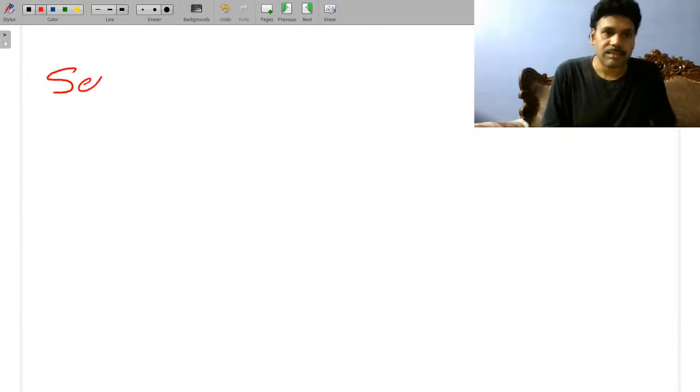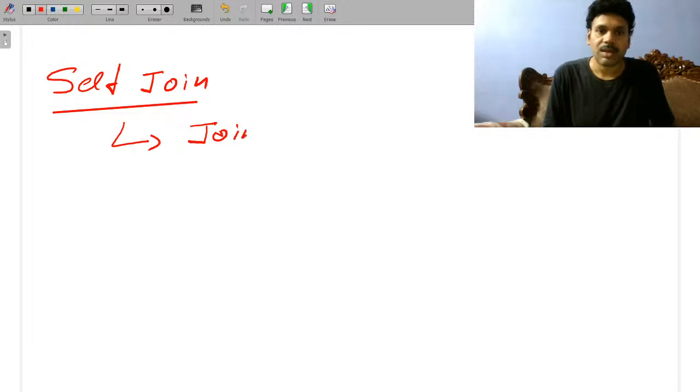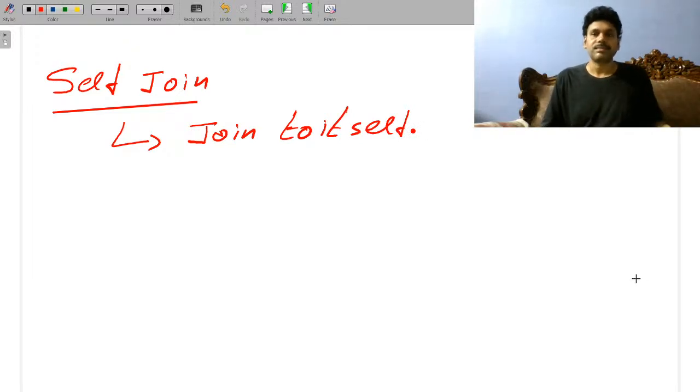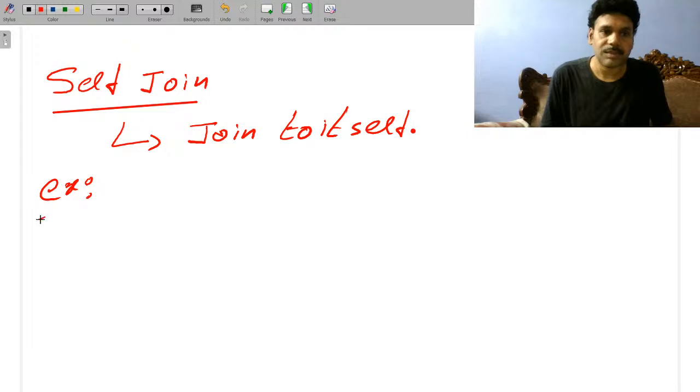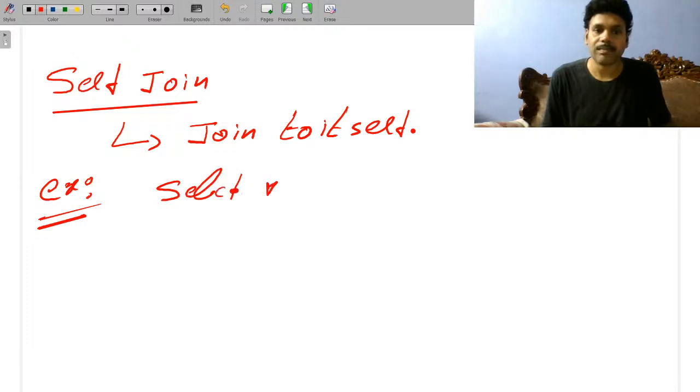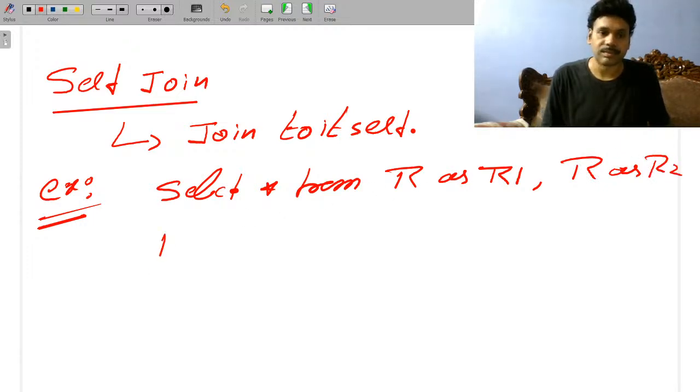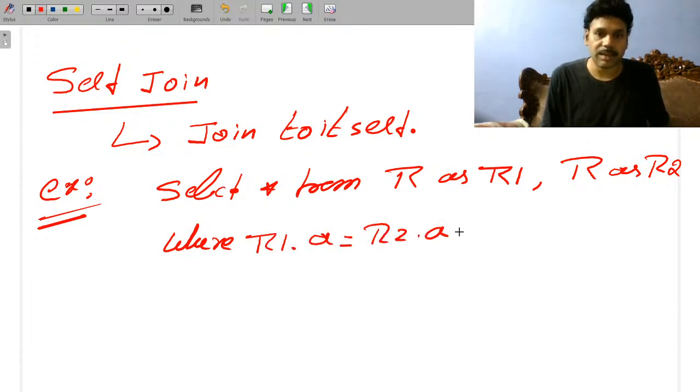Self join. Self join is nothing but a join to itself. For example, please observe, I say select star from R as R1, R as R2 where R1.A is equal to R2.A.